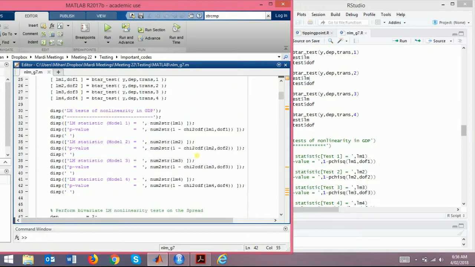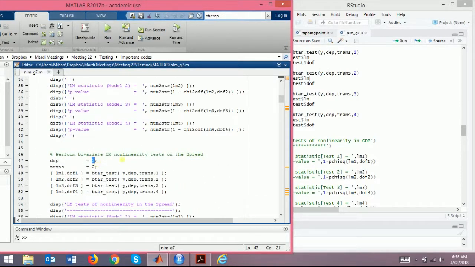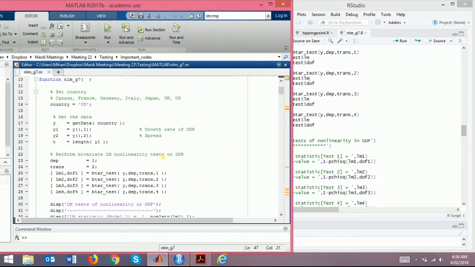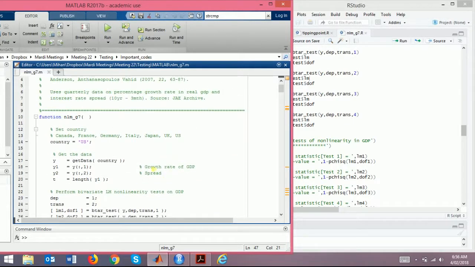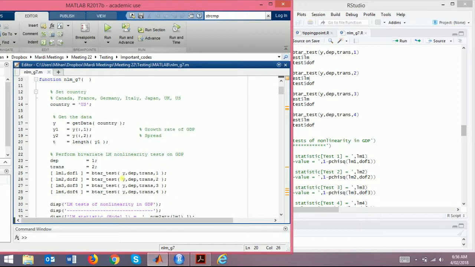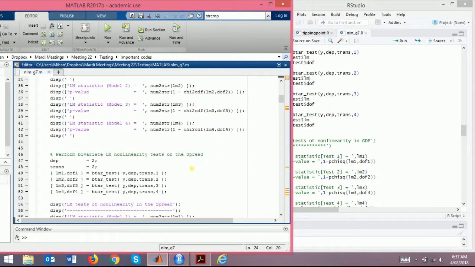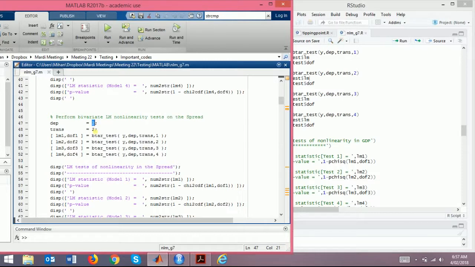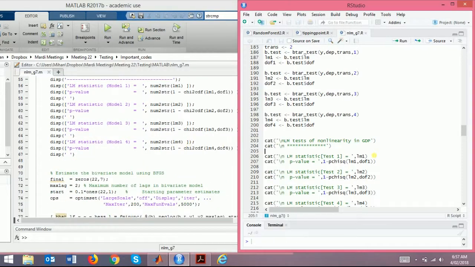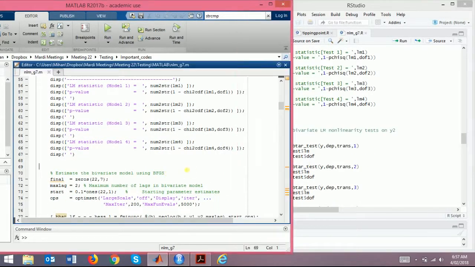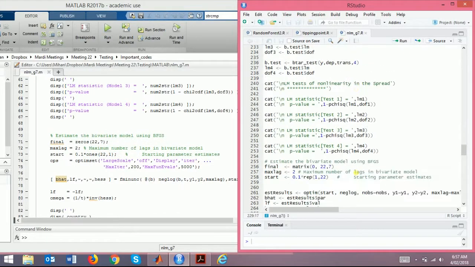Then perform bivariate on the spread. So this time the dependent variable is 2. The second variable is the dependent variable, because we have growth rate and we have spread. Growth rate, the whole thing, transition happens twice, 2 lags. Spread, 2 lags. Again we run everything and then we optimize.